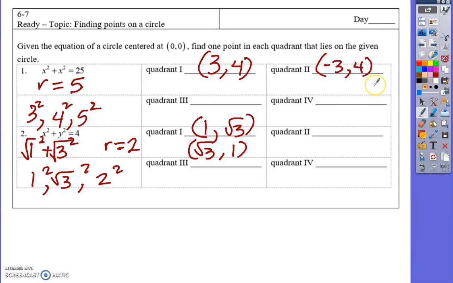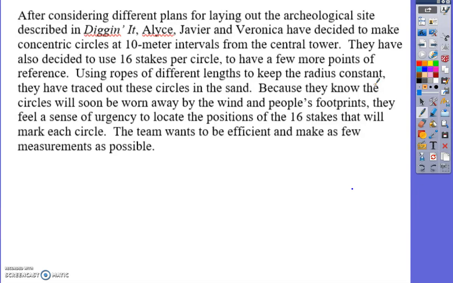So that's the idea with this warm-up. It's fairly straightforward. See what you can do about some thoughts for some of the other places. And let's move on to the task.